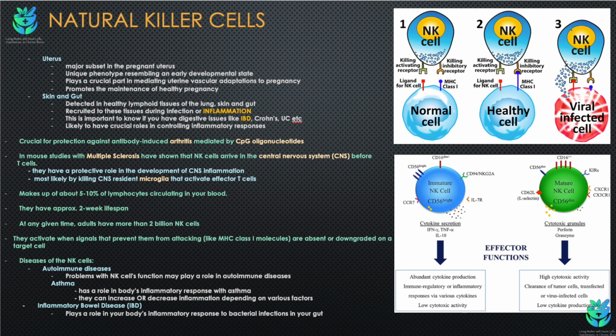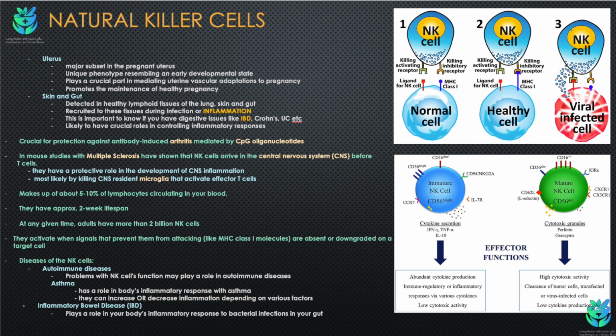They make up about 5 to 10% of lymphocytes circulating in your blood. They have an approximately 2-week lifespan, and at any given time, adults have more than 2 billion natural killer cells. They activate when signals that prevent them from attacking, like the major histocompatibility class 1 molecules, are absent or downgraded on a target cell. So diseases of the natural killer cells are autoimmune diseases. Problems with the natural killer cell's function may play a role in autoimmune diseases.